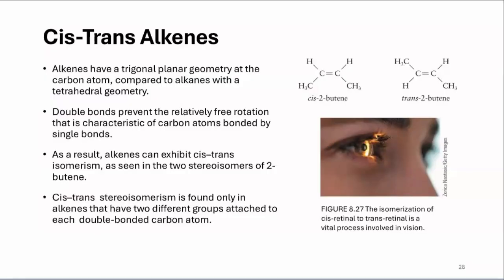One of the interesting things about alkenes is that these molecules can actually arrange themselves on the same side of the double bond or on different sides of the double bond. This is what I mean. Let's look at the example that we have specifically on the right side of the slide.